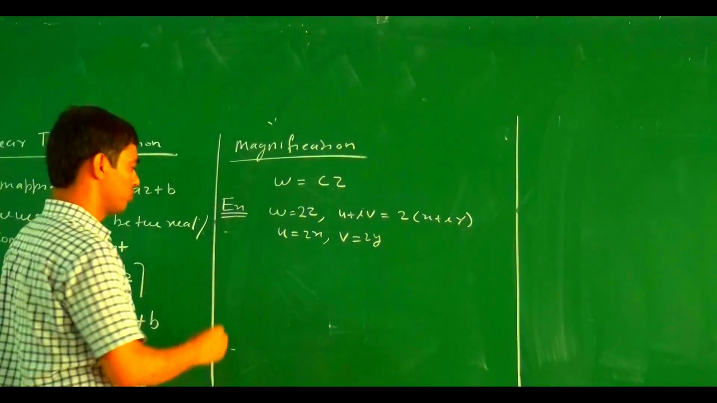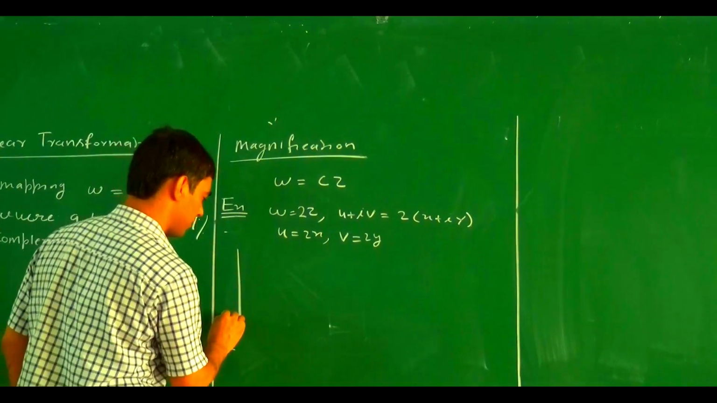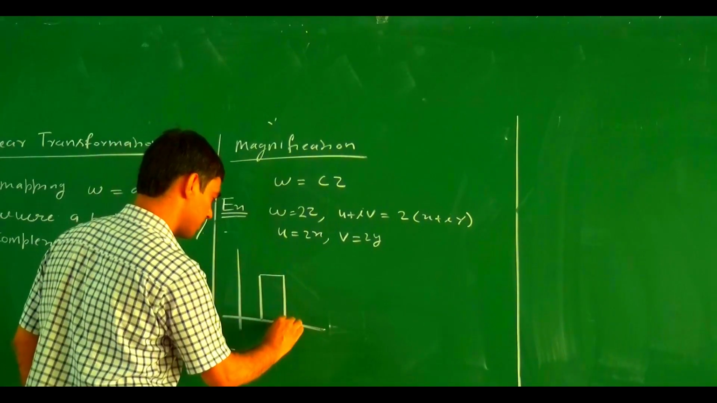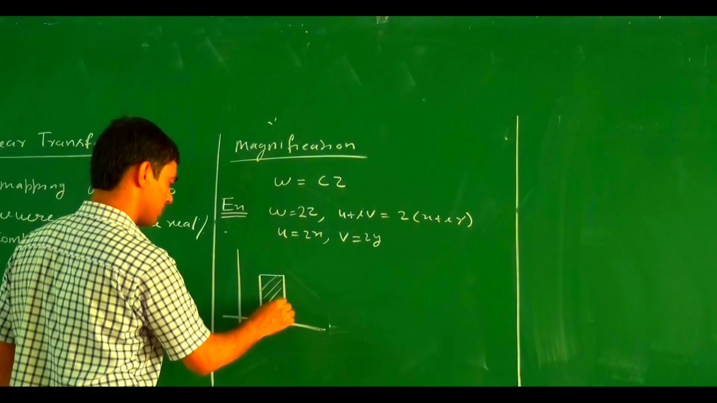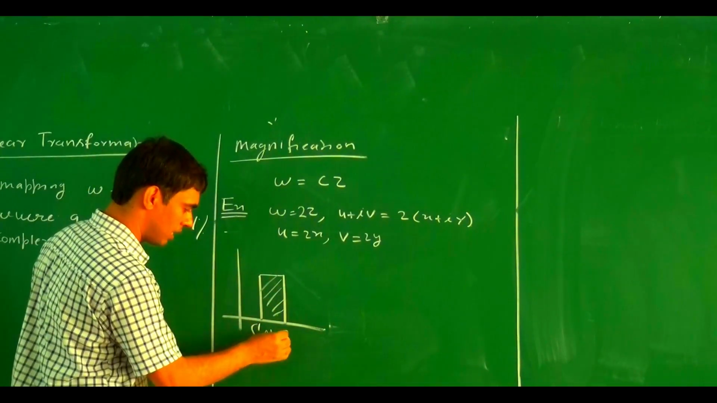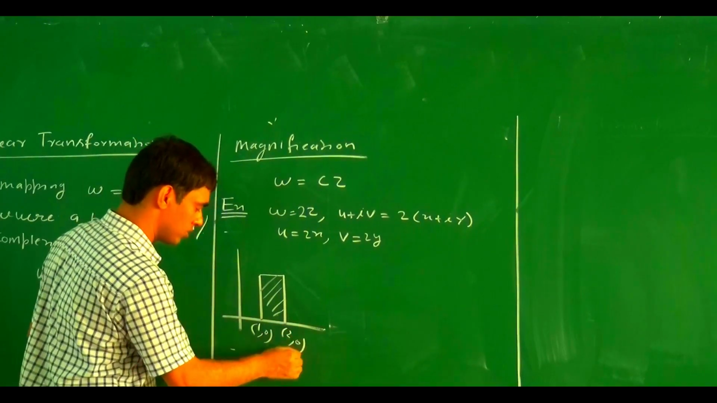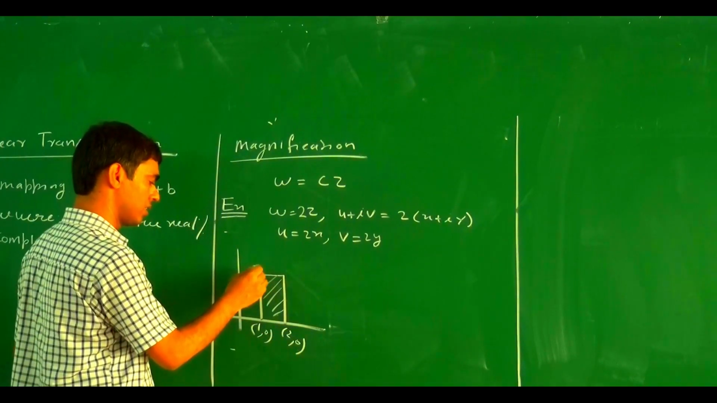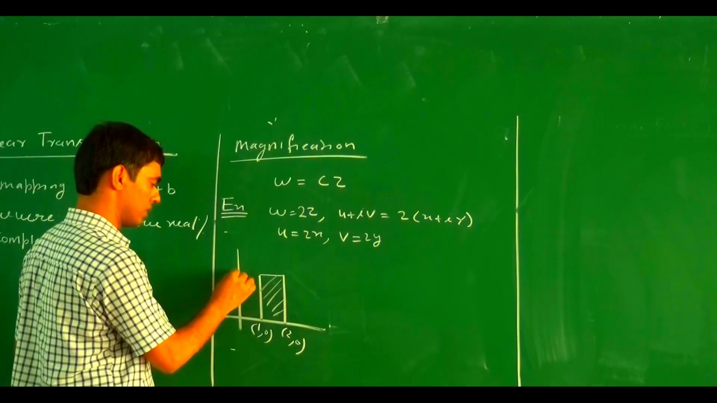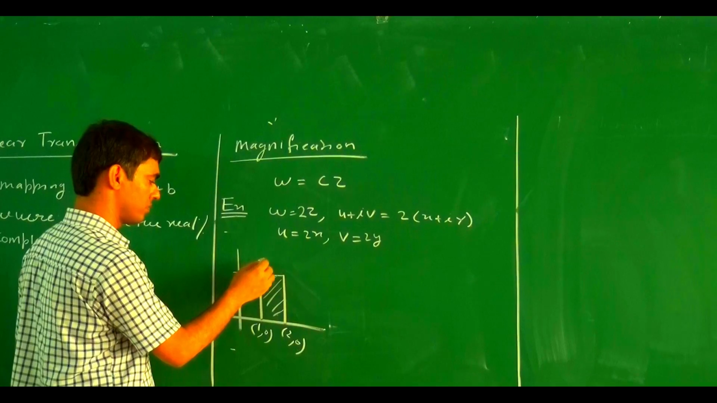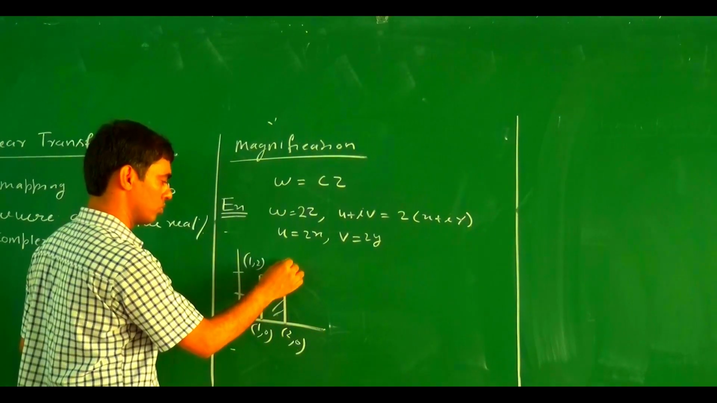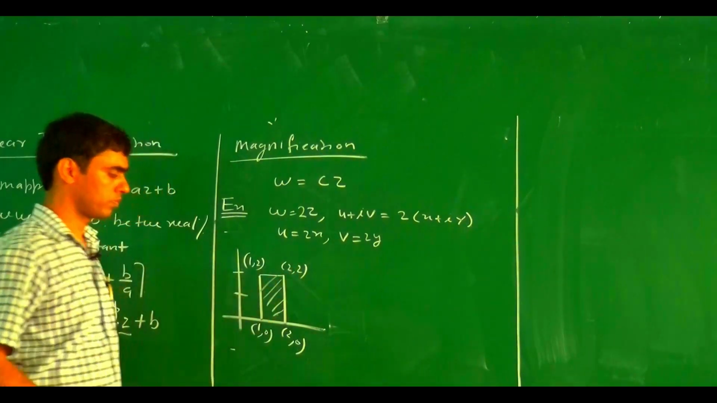Suppose this is the xy plane, and these are the points. This one is a region. Suppose these are the points: 1 0, 2 0, and 1 1. Suppose this one is 2 1, and this one is 2 2.